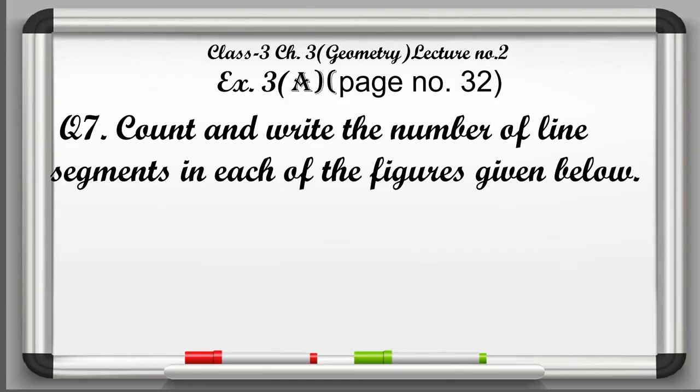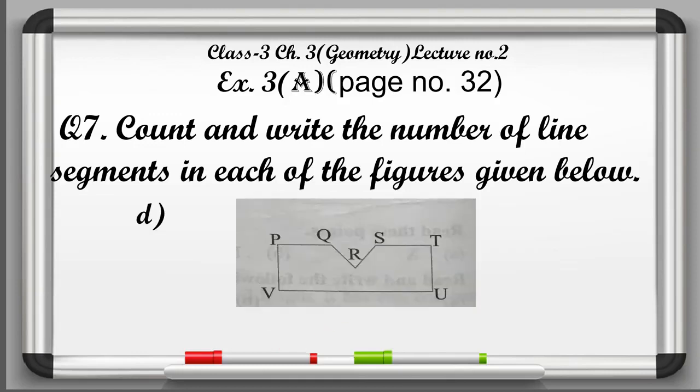Now in D part, this figure is given and we have to count the number of line segments. So let's start from S to T, 1 line segment, T to U, second, U to V, third, V to P, 4, P to Q, 5, Q to R, 6 and R to S, 7. So here in this figure we have 7 line segments. Understood, beta, how we can count and write the number of line segments.